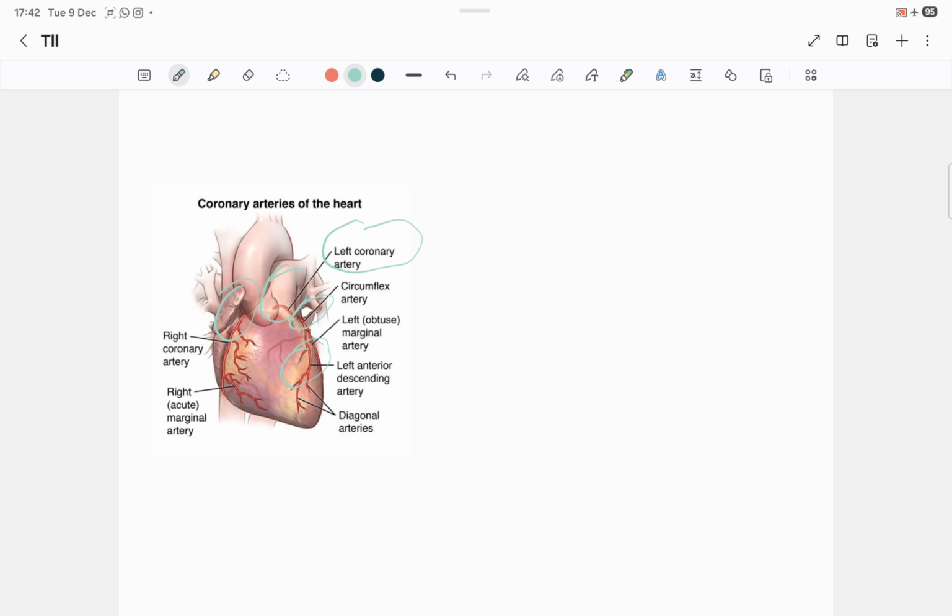So the circumflex feeds the side of the heart, but the left anterior descending, which we refer to as the LAD, supplies the muscle of the heart that does the majority of the pumping, right? It also supplies the front part of the septum and the apex. As you can see, this is the apex of the heart. So if the LAD is struggling, this is your blood vessel here.